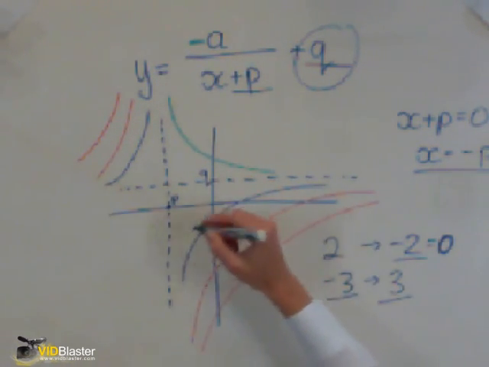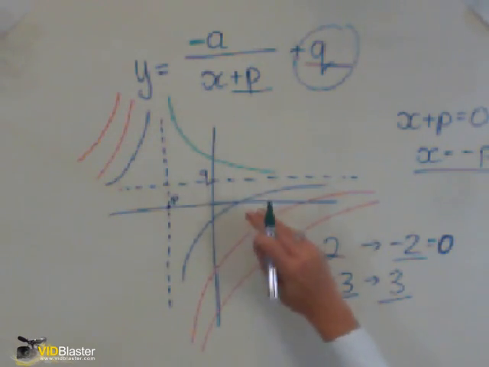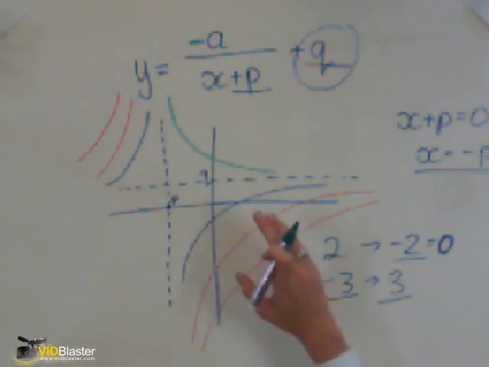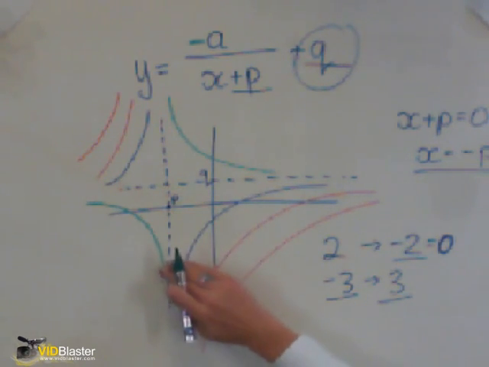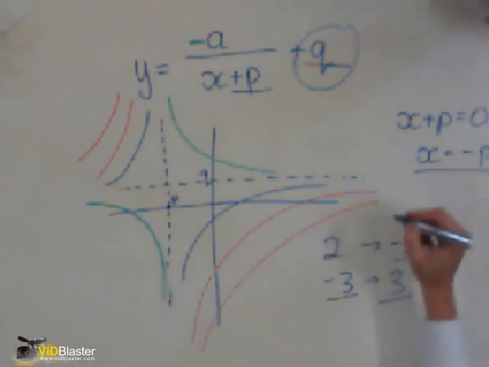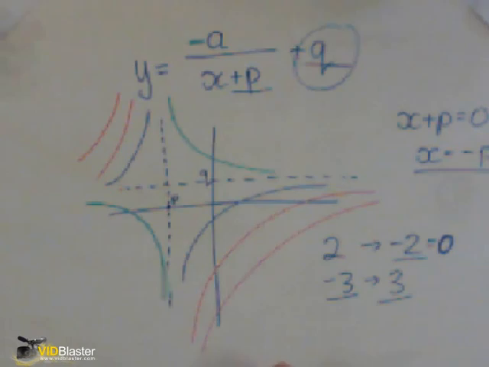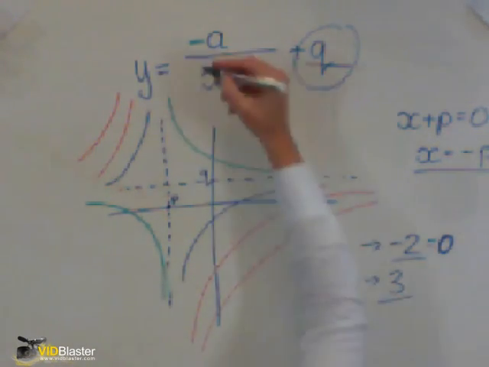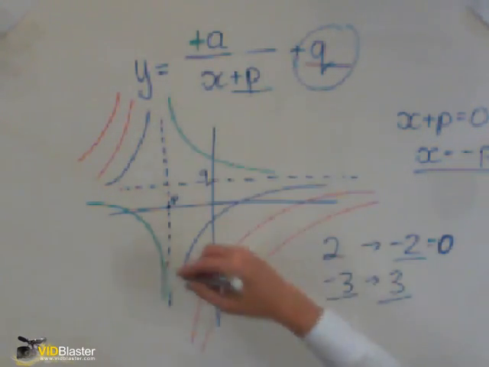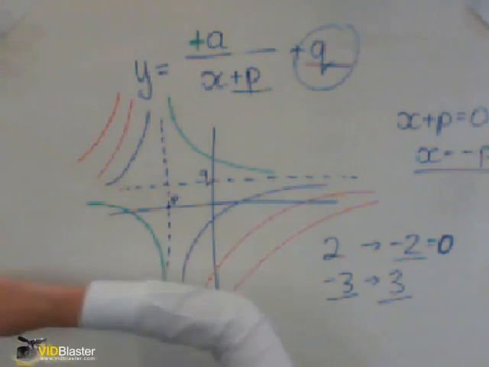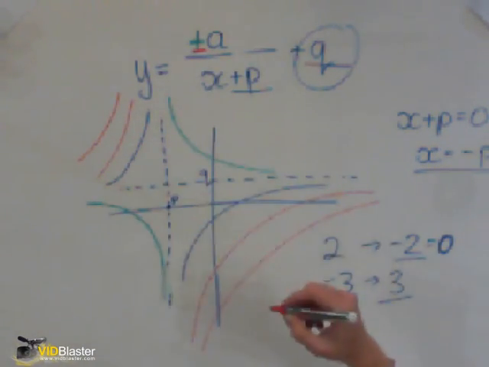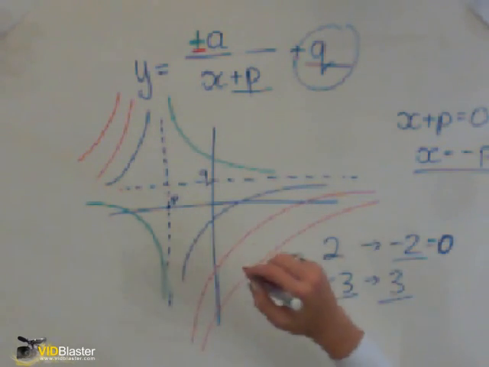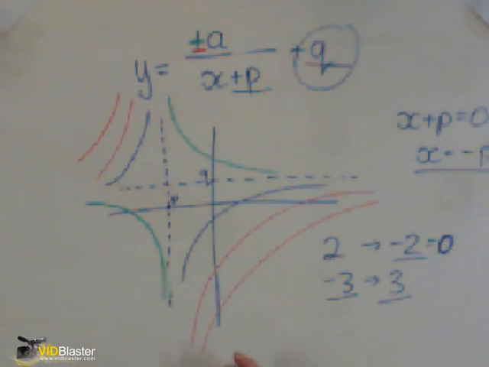I think I have done this the wrong way around from the start. I'm looking at it upside down. So if A is positive, it's in quadrants 1 and 3. And if it's negative, it's in quadrants 2 and 4. There we go. Okay, got that sorted out.